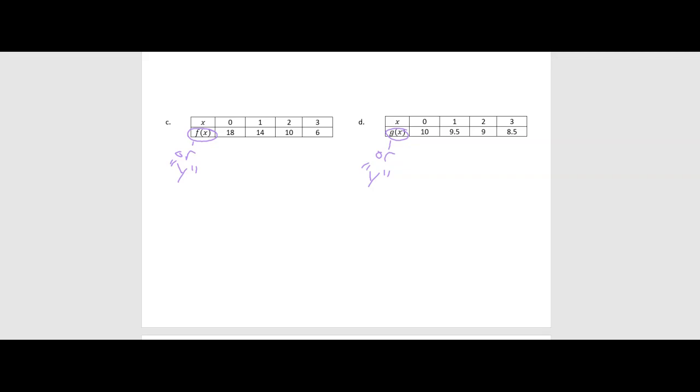So you can always treat the outputs as y's until your final answer, if they want you to write your final answer as a function, which they do here. So you'd want to have f of x or g of x in your final answer rather than y's. But up until your final answer, you can just treat those as y's because y and f of x, or y and g of x, mean the same thing. They both represent our outputs.